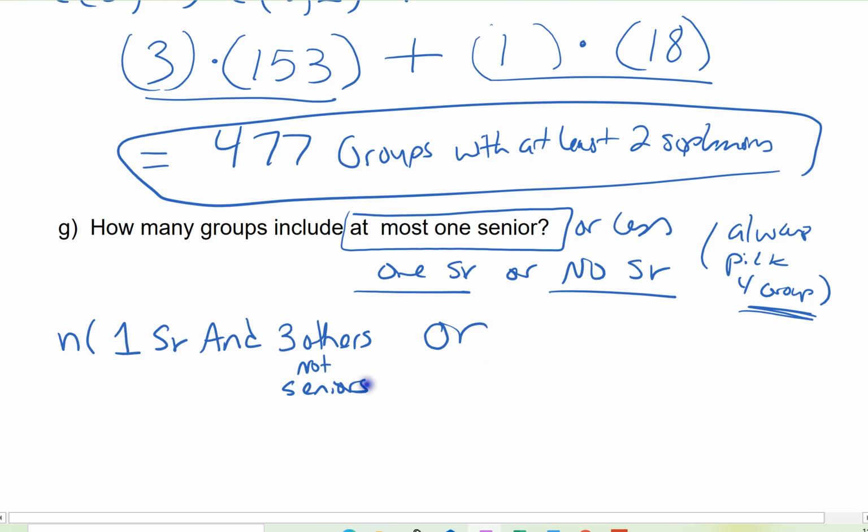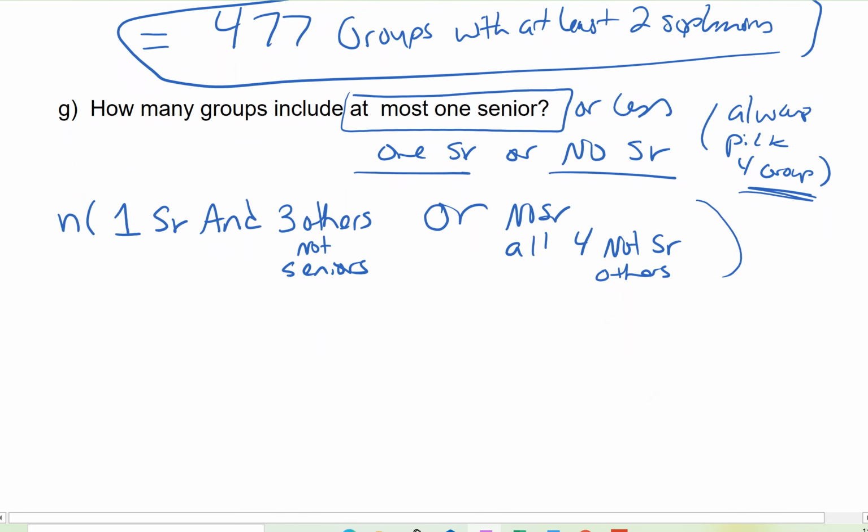Or, right, that's my one group of 4, right? I've got 4 people there. That's one group. Or I get a group with no seniors. So if I have no seniors, that means all 4 are not seniors. Right? They're all 4 from the other group. Alright, and now I fill it out with my combinations formula. So combinations first. I'm going to pick 1 senior, so I'm going to pick one of the 5 seniors. And then I fill out my group with everybody else. So 3 of the others.